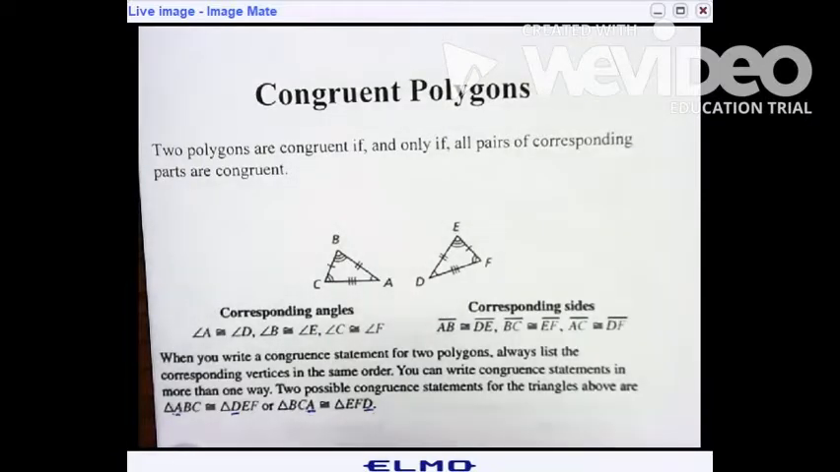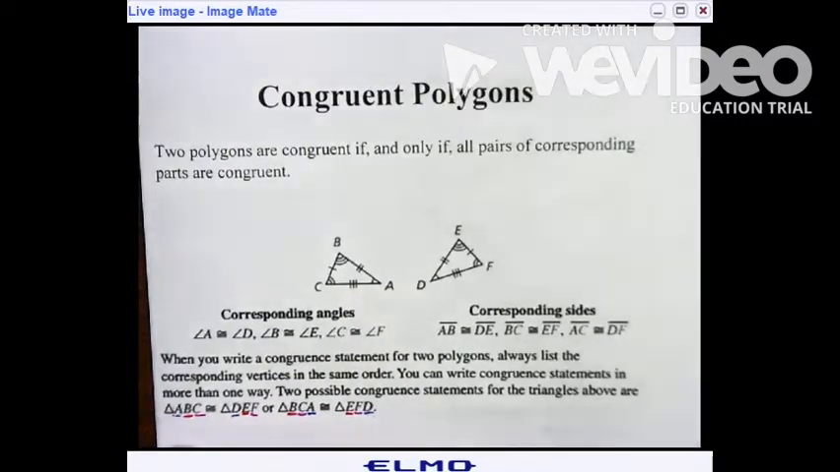B corresponds with E, so here B is in the middle and E is in the middle. Or we could rewrite it, putting B at the beginning and E at the beginning, and that's fine because the corresponding vertices are all in the same order. Here C corresponds with F, and here C in the middle still corresponds with F in the middle. And so that's very important.